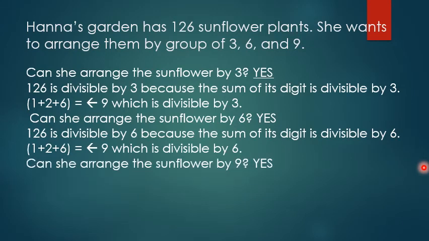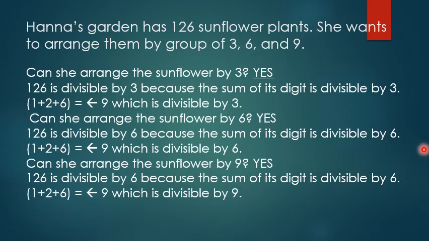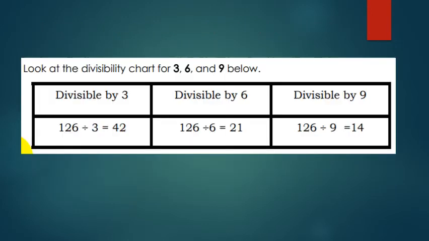So, sa 9, pwede po ba siyang i-arrange sa 9? Yes daw po. Kasi kung naalala nyo, katulad ng sa 3, ipag-a-add po natin yung mga digits. And since ang total po ng digits ay 9, which is obviously ay nasa skip counting by 9, siya po ay divisible sa 9.